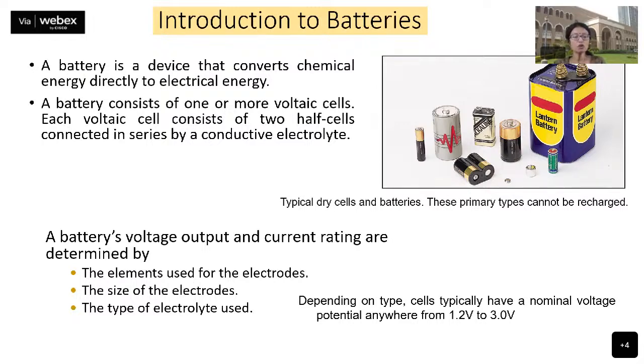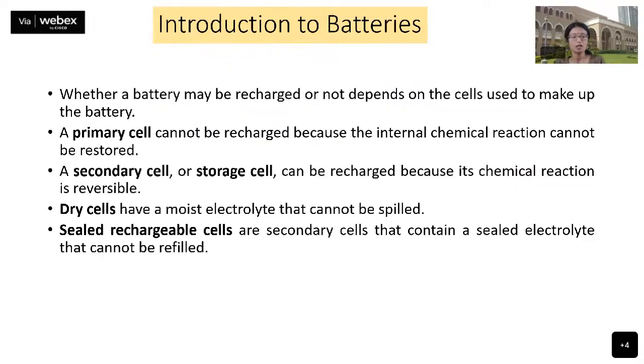A battery's voltage output and current rating are generally determined by the elements used in the electrode, the size of the electrode, and the type of the electrolyte which is used. Depending on the type, cells generally have a nominal potential anywhere between 1.2 to 3 volts. Normally the batteries which we use have a potential between 1.2 to 3 volts. So now there are different kinds of battery. As I said in my introduction slide, we will be discussing primary as well as secondary batteries. Primary batteries are the use-and-throw ones, whereas secondary batteries are the ones which you can recharge.